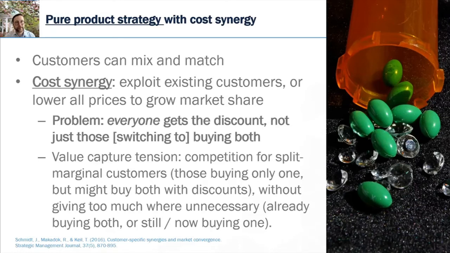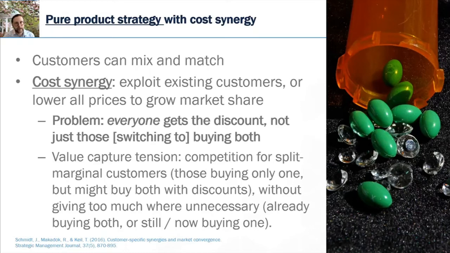The problem with using a pure product strategy for a cost synergy is that everybody gets that discount. So it's not just those that would have bought one thing and are now buying multiple things because of the lower prices. Those that are still only buying one thing are getting the lower price, and those that would have bought multiple things anyway are getting that lower price. That makes pure product strategies inefficient for capturing value from cost synergies, or specifically these customer-specific cost synergies.